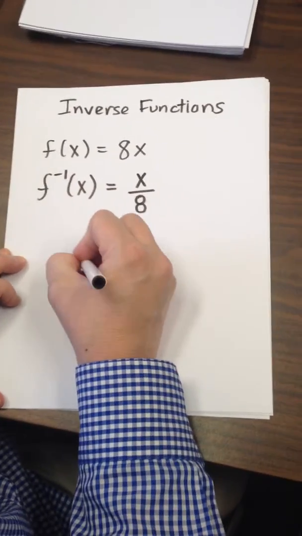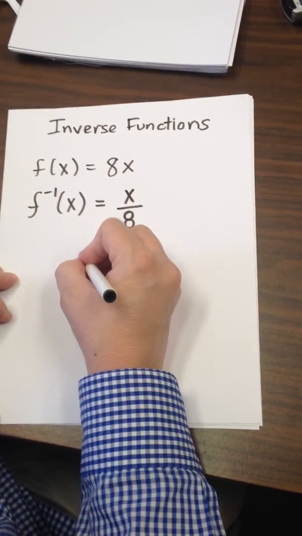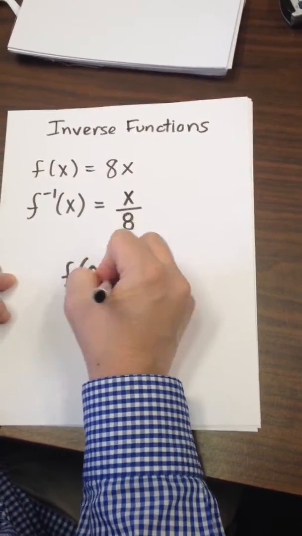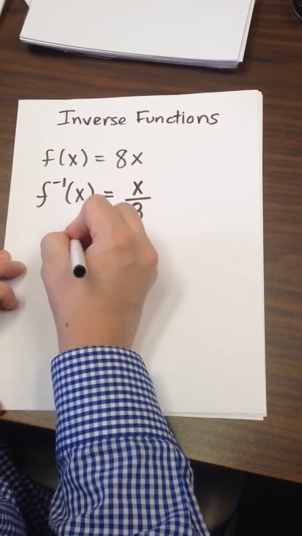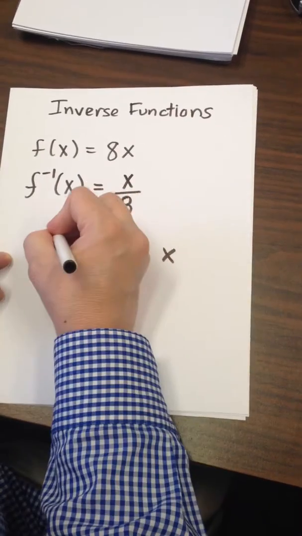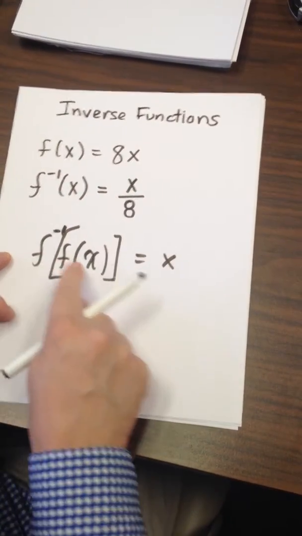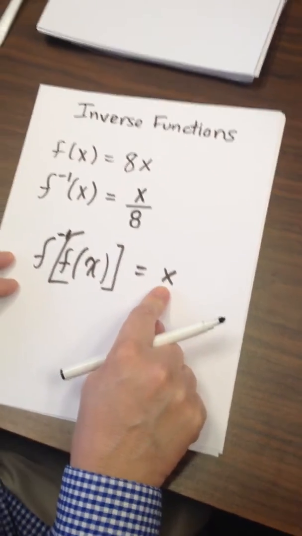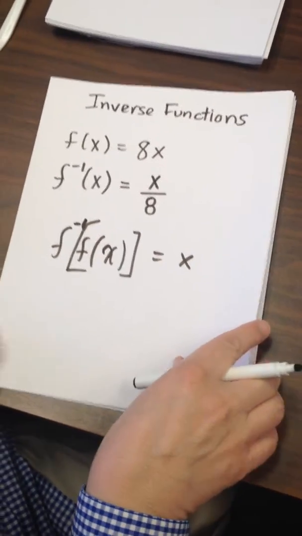So you could think of this as f of x, and then you apply the inverse to that, just like we did composition last week. You'll get back to the x that you started with. So the inverse of the function puts you back to where you started. Okay? They undo each other.